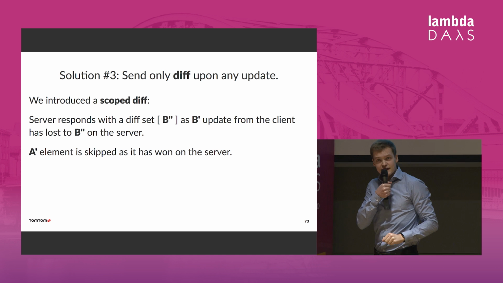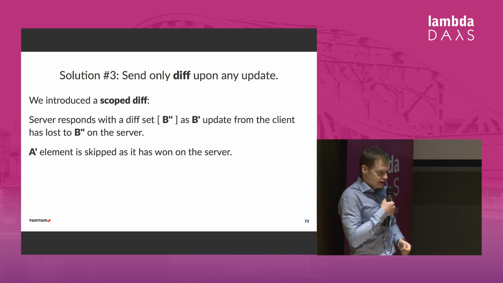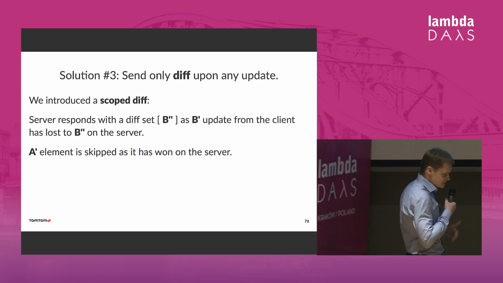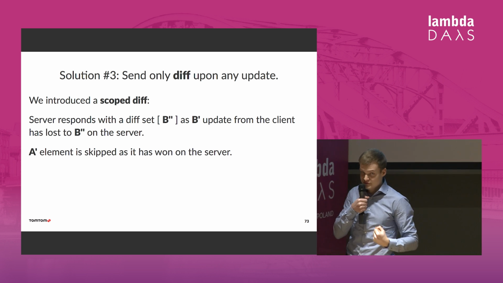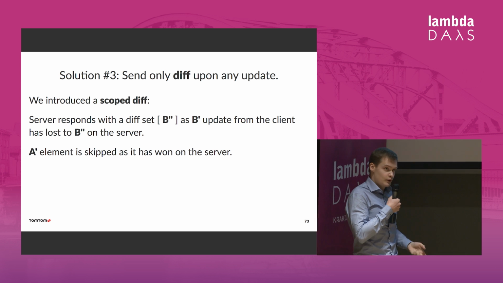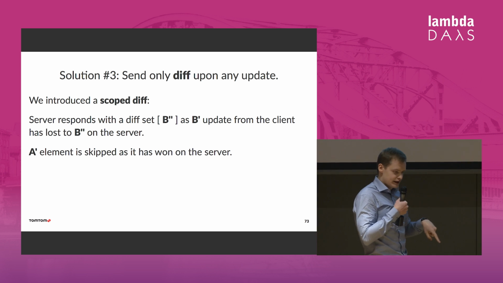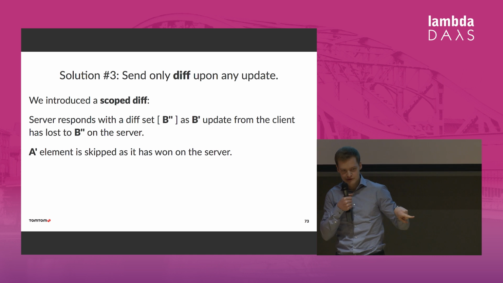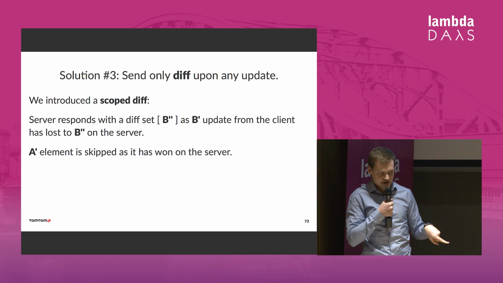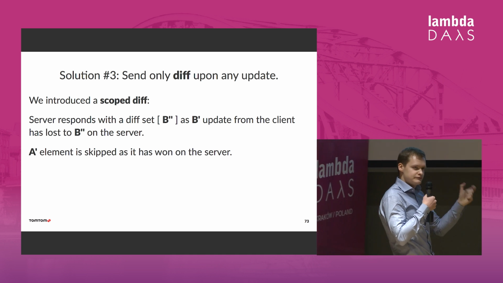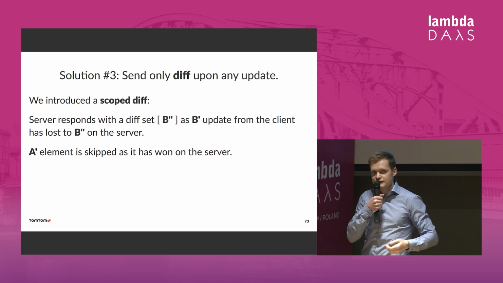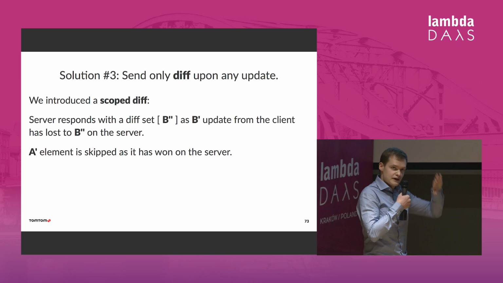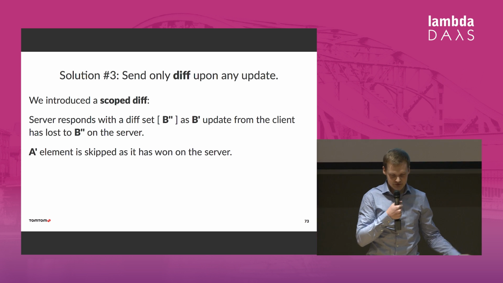So we introduced this thing called scoped diff. In the case of scoped diff, the server responds with values only if these values were the winning ones, and the server assumes that the client hasn't seen them. So if all updates from the client have won, it will be an empty set in the response. But the client doesn't really care. It just receives something from the server and merges the response into its local state. That's it.